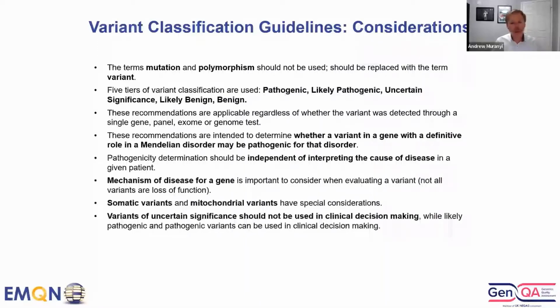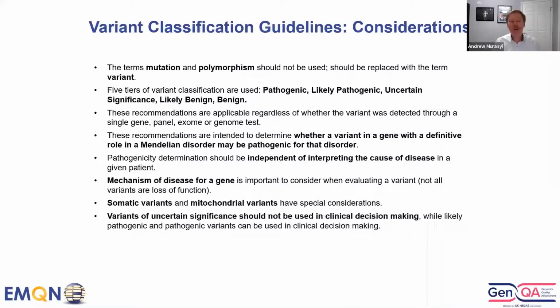So some considerations to keep in mind when reviewing variant interpretation. The first is the terms mutation and polymorphism. Because they are somewhat ambiguous, they should not be used and have been replaced with the term variant. Variants can be classified into 5 different categories: pathogenic, likely pathogenic, uncertain significance, likely benign, and benign.